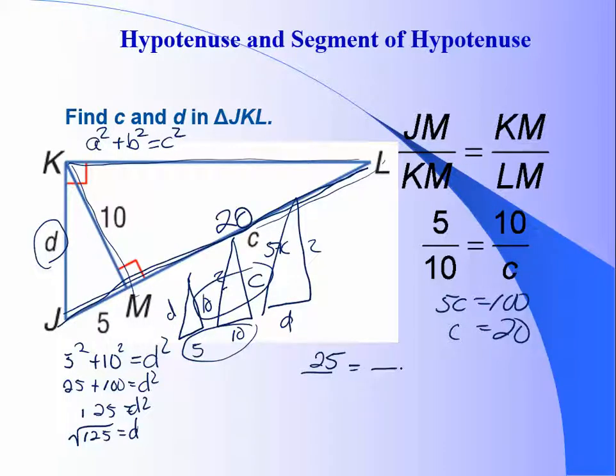So anytime we do geometric mean, we're going to have two ratios. D is the geometric mean, so it's going to go here and here. The geometric mean between what? The whole thing and the piece that touches that line that we're looking for, so 5. So look what I get. I still get D squared equals 125. Same thing I got over here. So that proves that I could do it either way. It worked either way.